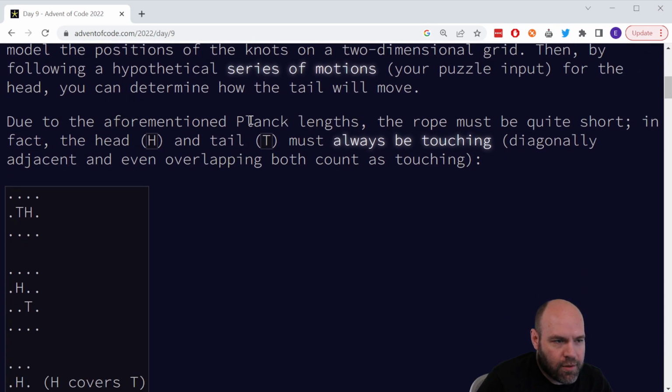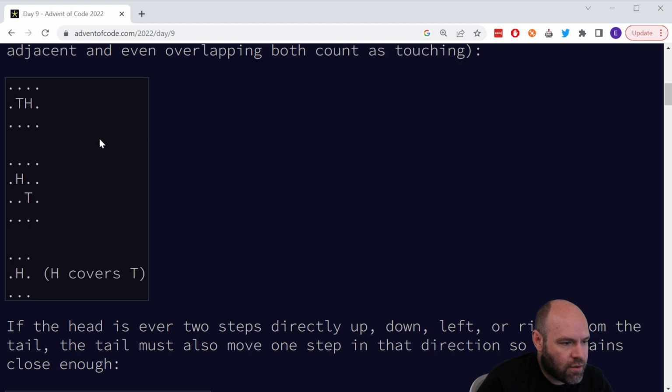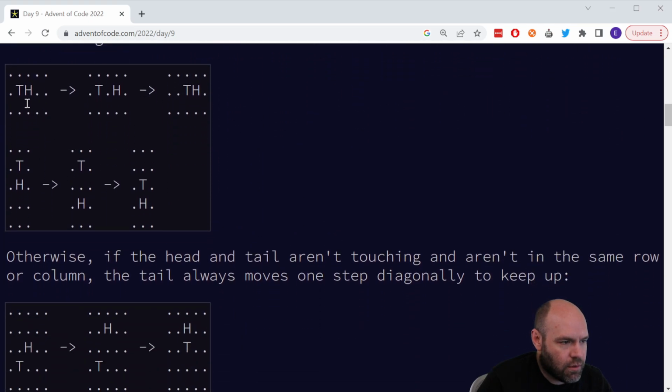Due to the aforementioned plank links, the rope must be quite short. In fact, the head and tail must always be touching, diagonally adjacent, and even overlapping. Both count as touching. Okay. So if the head is ever 2 steps directly up, down, left, or right from the tail, the tail must also move 1 step in that direction so it remains close enough. So head moves, tail follows. Okay.